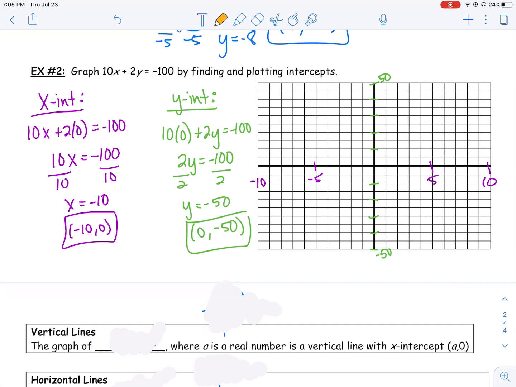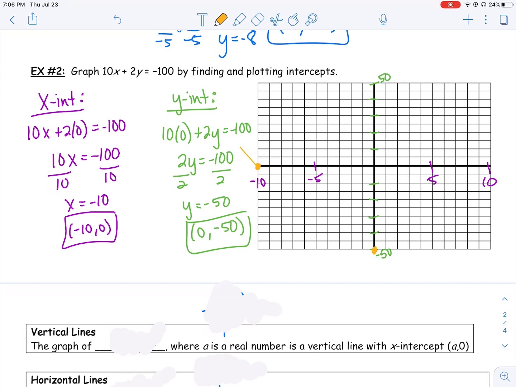So I had a blank graph and I had to figure out what units I wanted to use. I had enough space to go by ones, 1, 2, 3, 4, 5, 6, 7, 8, 9, 10, negative 1 through negative 10 on the x. And so I can plot the x-intercept by going left 10 and up 0. My y-intercept was a little bit larger. I had 0, negative 50. So I couldn't go up by ones because my graph wasn't big enough. So I decided to go up by 10s and skip some, 10, 20, 30, 40, 50. That was exactly the right amount for me to be able to go left or right 0, but down to negative 50.